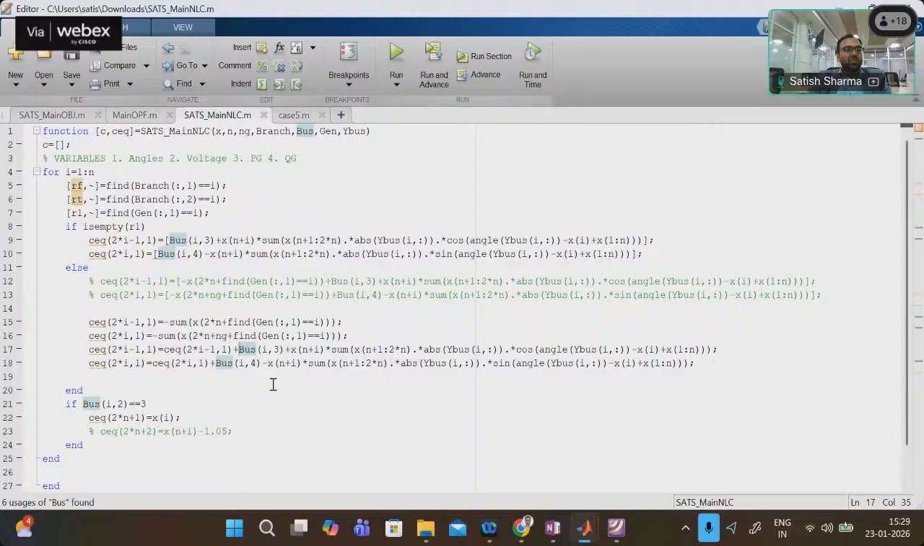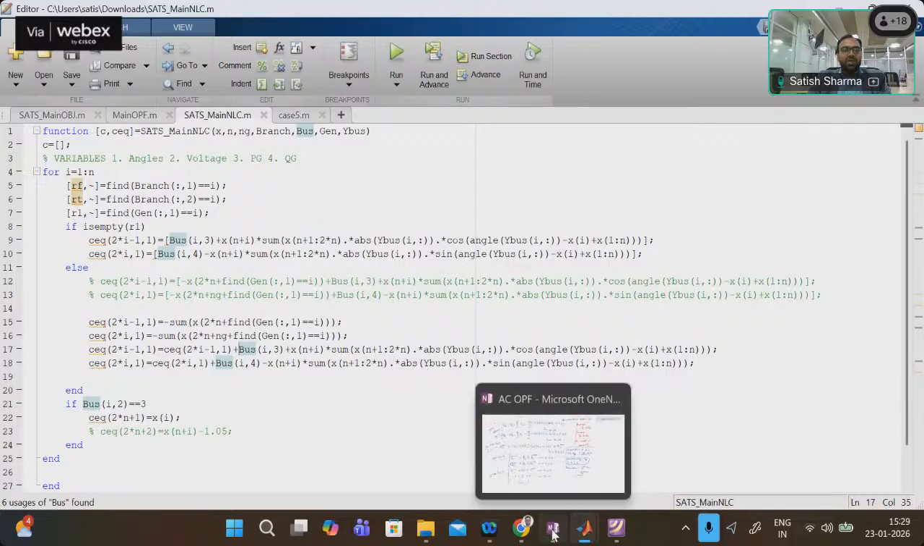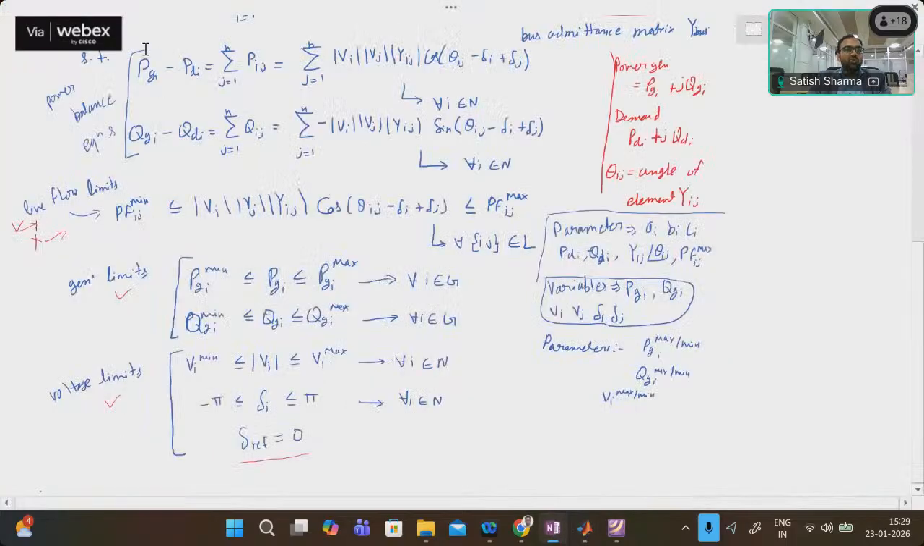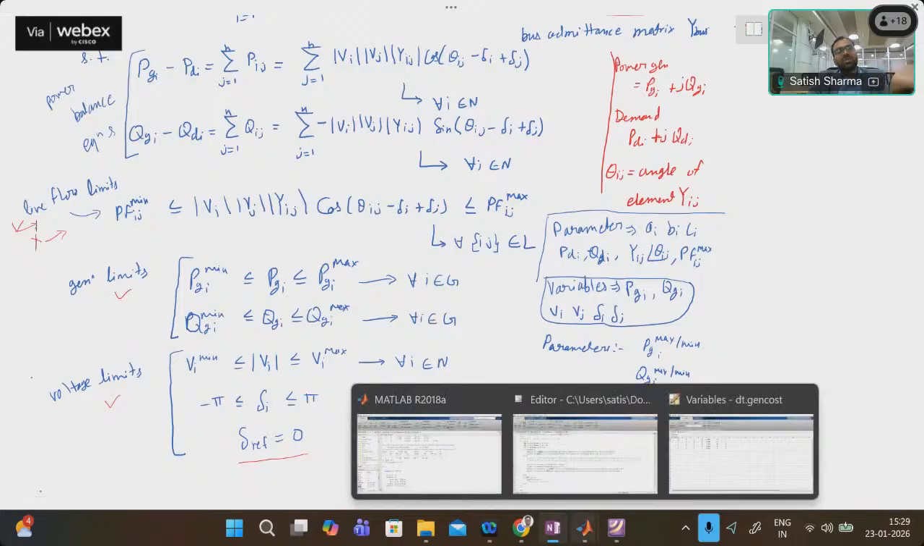So I have used a negative sign. Basically we have moved these two to the other side. So this will be positive, Pd will also be positive, and Pg will be negative. So the entire equation is moved to the right hand side. This is what I have mentioned here.